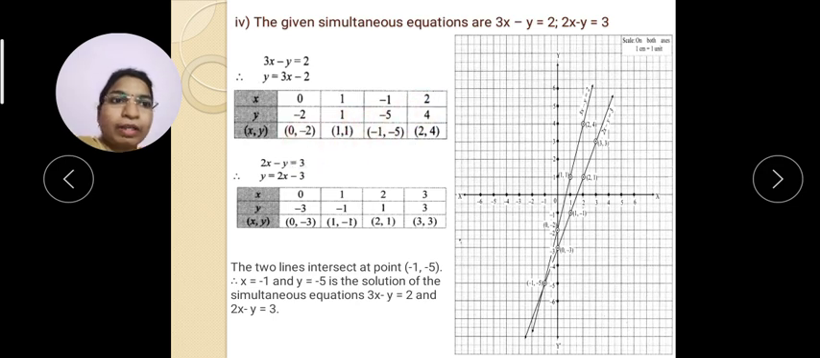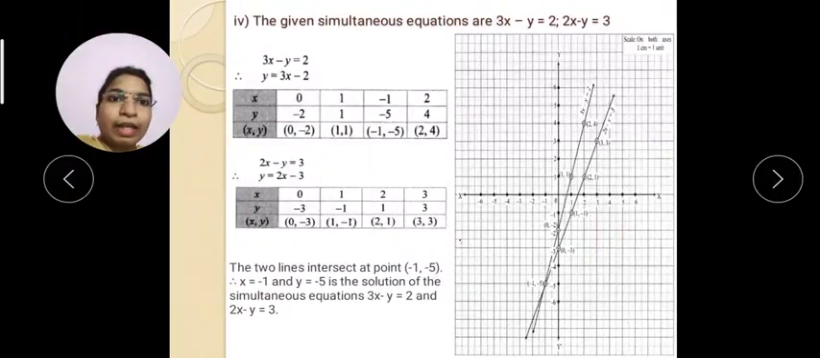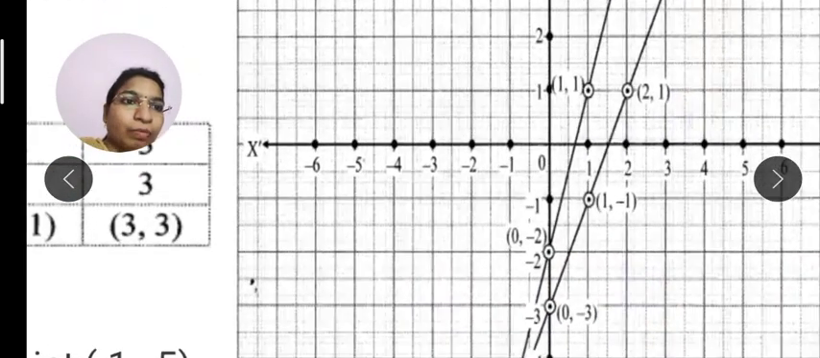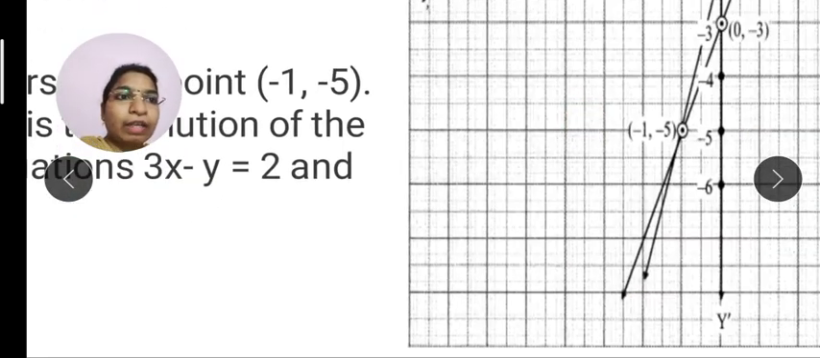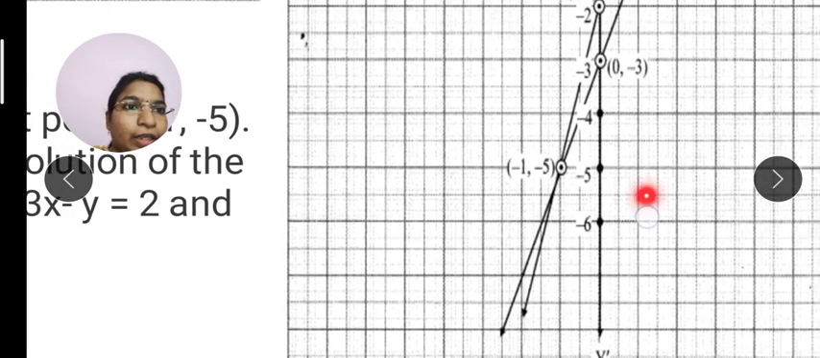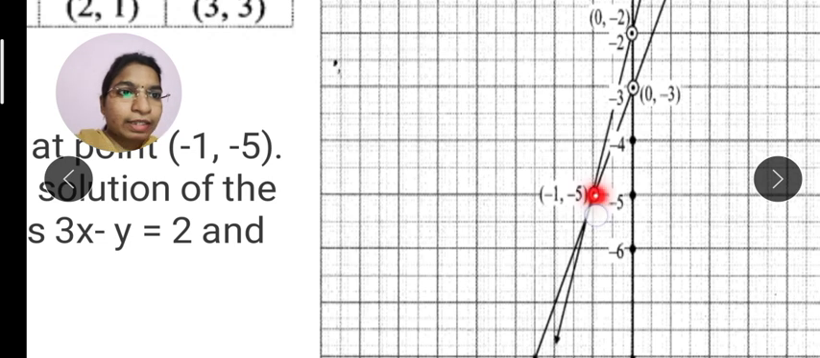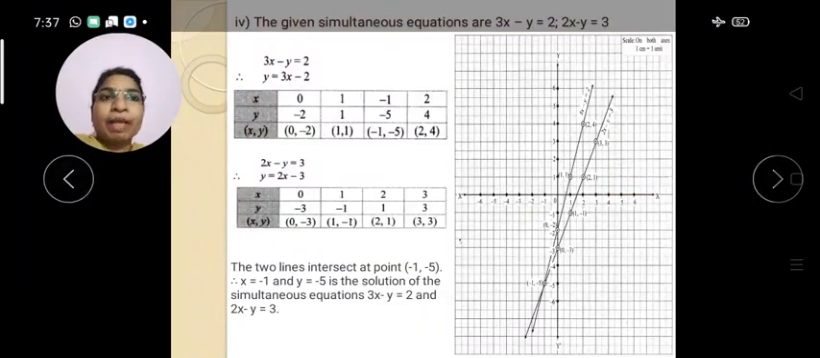So these 4 pairs, plot on the graph. Similarly, isolate the second equation, plot on the graph. And what is the intersection point? The intersection point, if your coordinate is correct, then only your solution is correct. So the intersection point of these two lines is minus 1 comma minus 5. So minus 1 comma minus 5 is the solution of the given simultaneous equation.